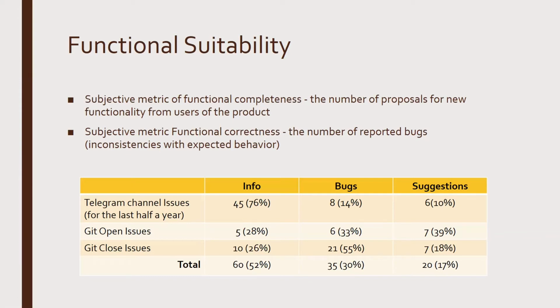Also, we suggested the metric of functional correctness, which will be the number of reported bugs, as it seems logical and usual, understandable for everyone. Next slide, please.